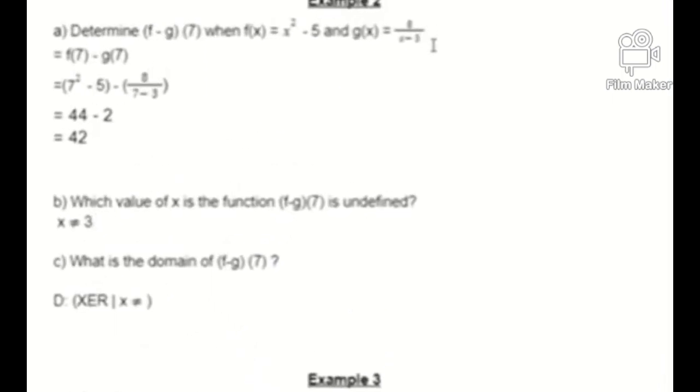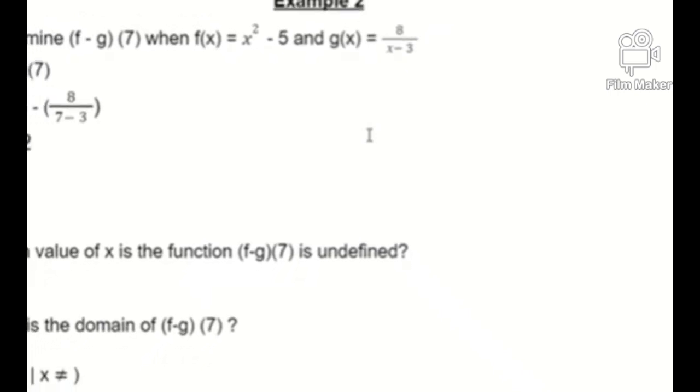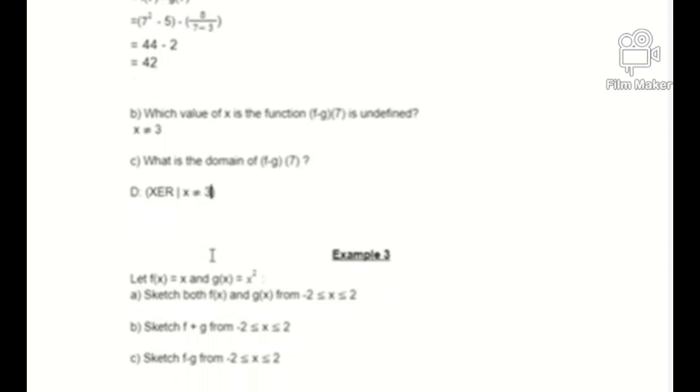Which value of x makes the function f minus g of 7 undefined? In this case, it would be 3, because for the function g of x, if you were to plug in 3 right here, it would be 3 minus 3, which is 0, and 8 over 0 is undefined. What is the domain of f minus g? It would be x belongs to the set of real numbers, such that x cannot equal 3, since it's undefined. And moving on to the next one.